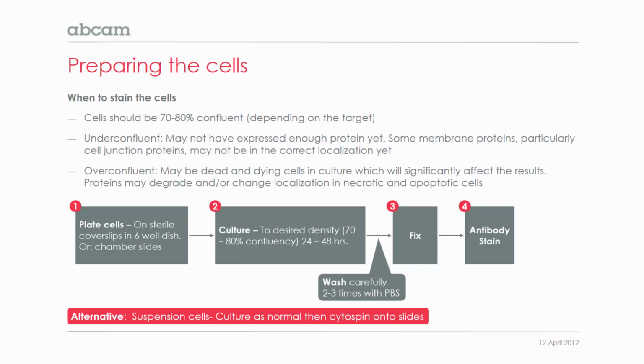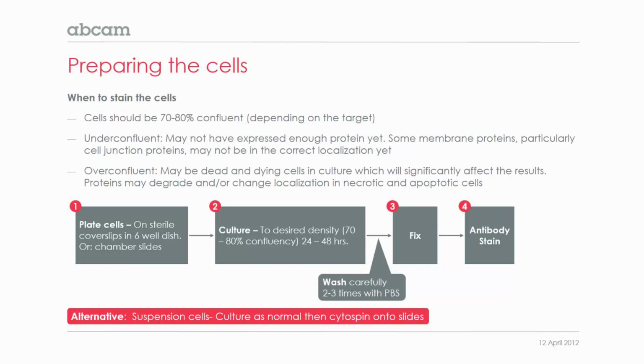You culture the cells to the desired density. Usually this is about 70 to 80% confluent, and this usually takes about 24 to 48 hours. You would then wash the cells carefully 2 or 3 times with PBS. You can then fix the cells and go on to your antibody staining.